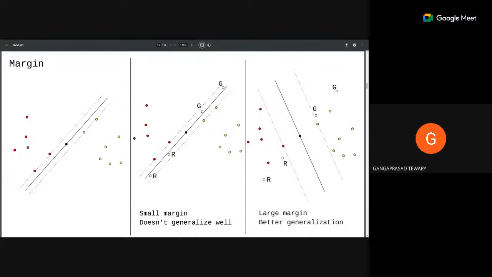Okay, so let us ask: if those 4 dotted points, two on the red side, are in between the solid line and the dotted line, then how will I classify?